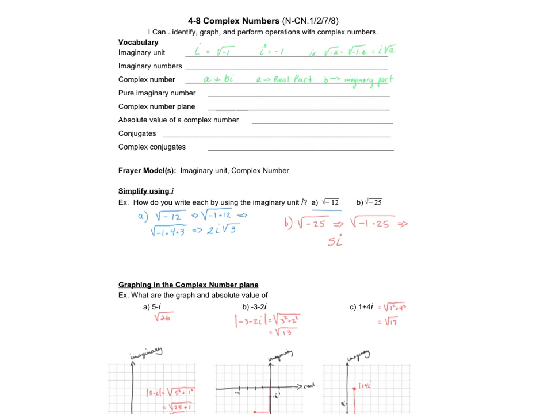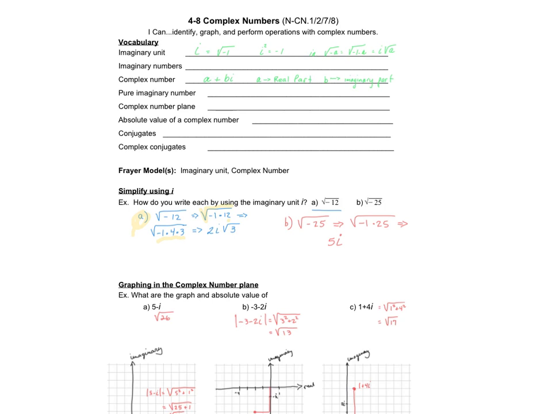So here we go. When we are simplifying using i, as you can see here in A, we have the square root of -12. We have learned that we can break down the square root of -12 into the square root of -1 times the square root of 12. Then we can further break that square root of 12 up into the square root of -1 times 4 times 3. Now that we have found the largest perfect square and prime factors, we can go ahead and simplify that radical.